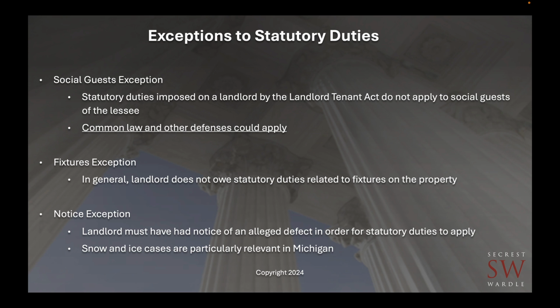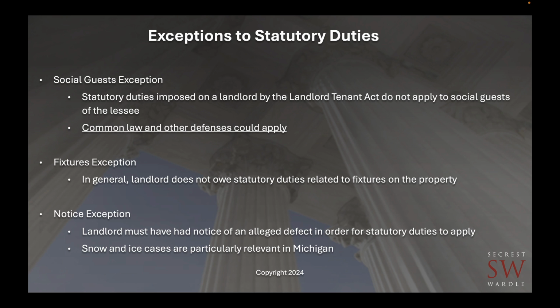As far as fixtures are concerned, generally, a landlord does not owe statutory duties as it relates to fixtures on the property. You might be asking yourself, well, what's a fixture? Fixtures are things installed or otherwise affixed inside a building or on the land. They're generally to become part of the land or the building, such as cabinets, heating systems, wall-mounted ovens. They're generally not intended to be removed.